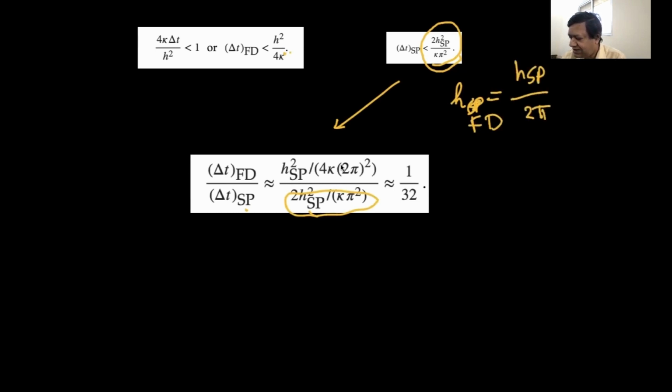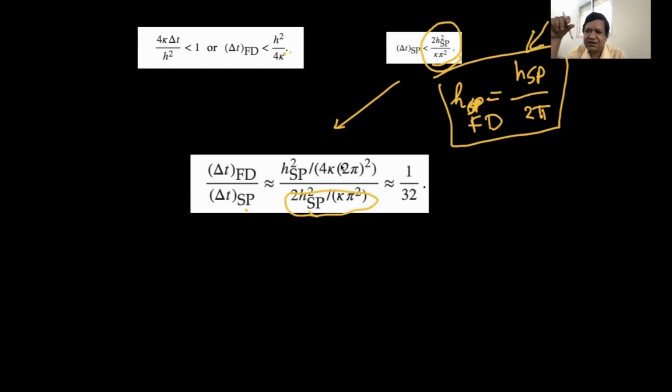I just substitute. Now I also use the relation between h spectral and h finite difference. So h finite difference is h spectral by 2 pi. This I had derived while discussing the Fourier transform. For the same accuracy, I would like this relation. Finite difference requires smaller h, for the same or similar accuracy.